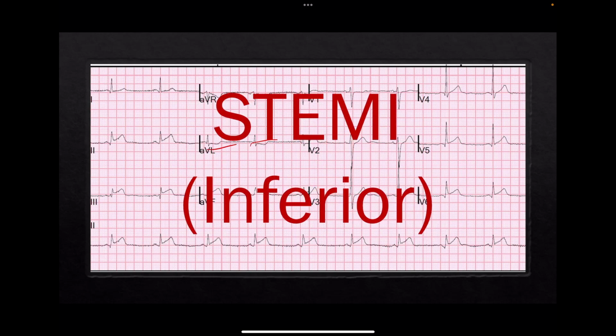ST elevation MI. You can also have non-STEMIs. A non-STEMI means you have a non-ST elevation MI. What has to be positive if you had a non-STEMI? Troponins. Your cardiac enzymes are elevated, meaning it shows that you have signs of heart damage, but there's no EKG changes. That's considered a non-STEMI. This is an inferior one.